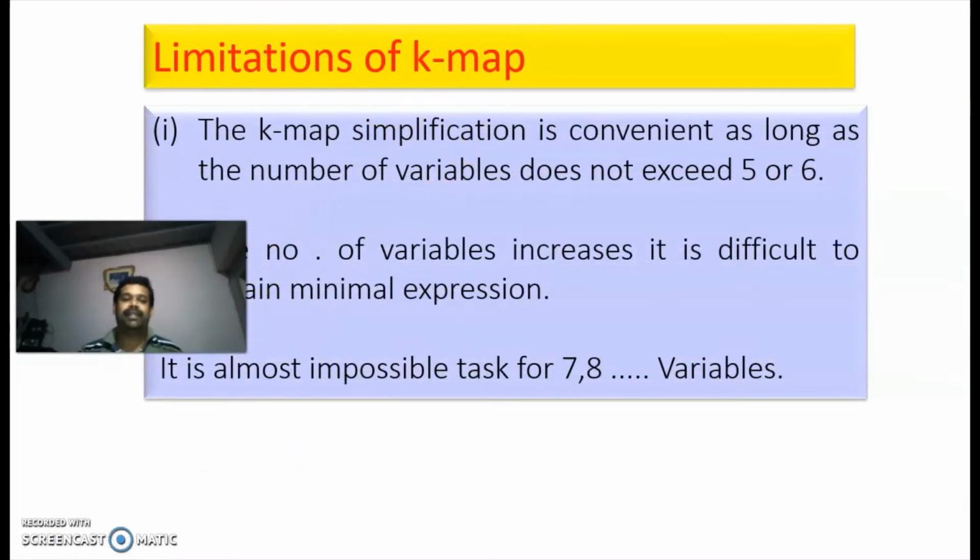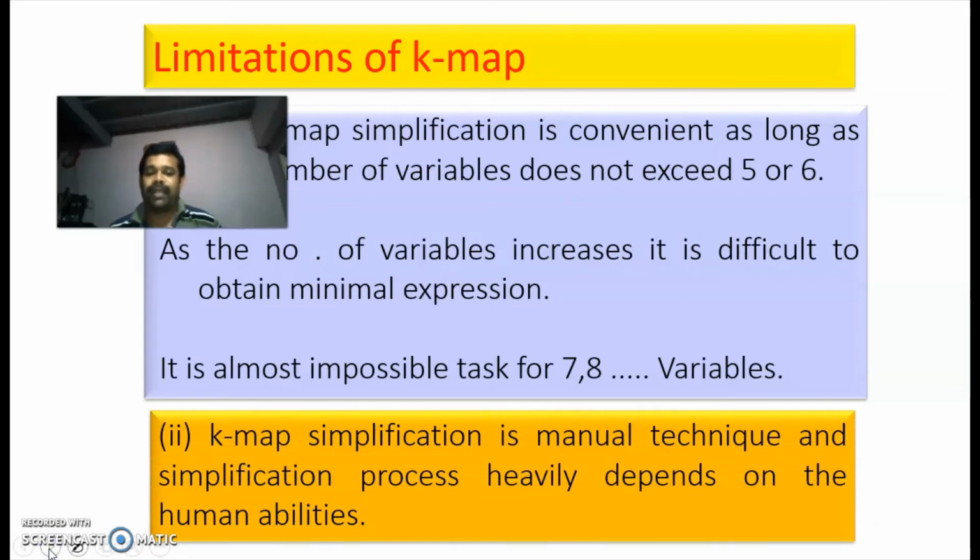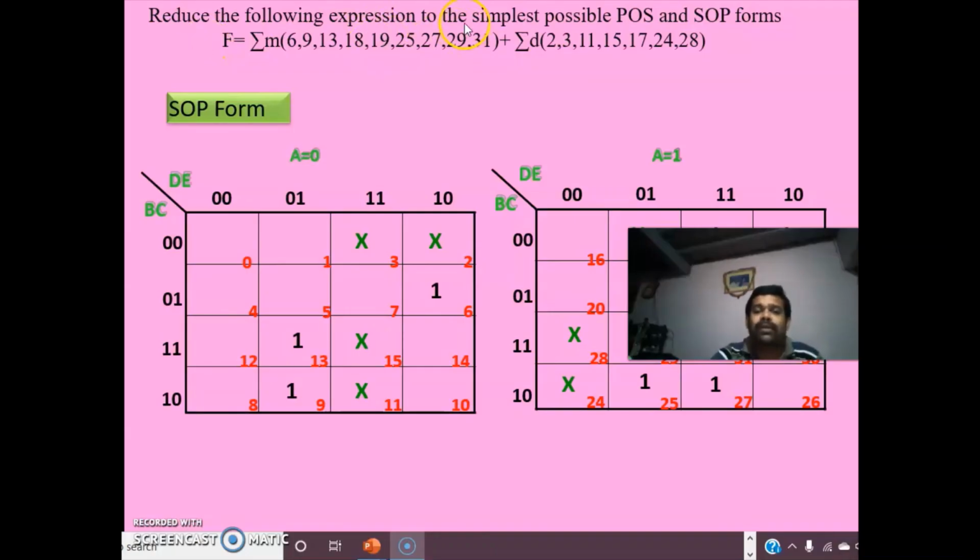Then we are going for the limitations of K-map. K-map is convenient as long as the number of variables is 5 or 6. For 7 and 8 variables, it is very difficult. Then K-map simplification is a manual technique and it depends upon human ability. So next we are going to see one problem on the variable map. The question is to reduce the following expression in the simplest possible POS and SOP forms.